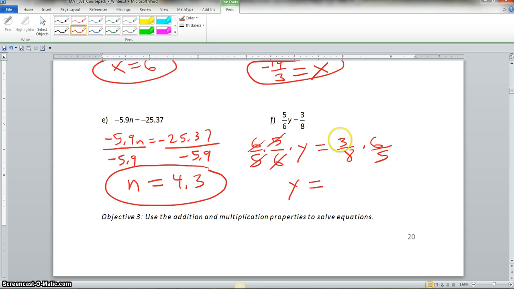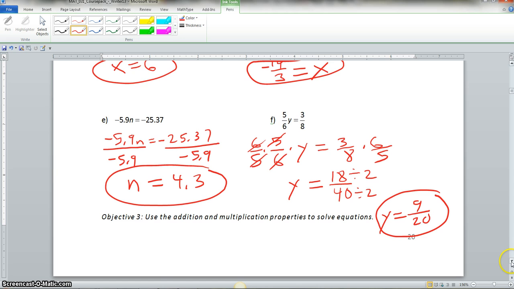Now here, we could multiply straight across. 3 times 6 is 18, and 8 times 5 is 40. Now what they have in common at 18 and 40 is 2. So we could divide your numerator and denominator by 2, and we will be left with y is equal to 9 over 20.